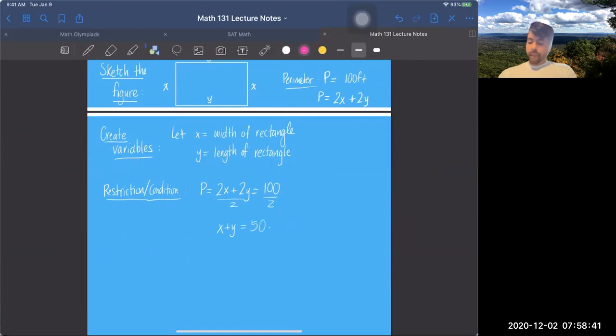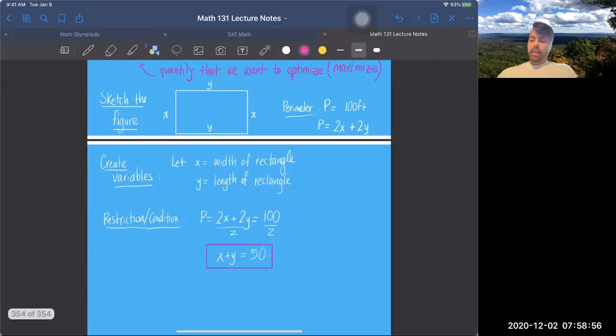This is my condition. I don't know what x and y are yet. That's what I'm trying to figure out. But I know for a fact that if I were to find x and y, if I add them and double it, I would get 100. Or in other words, if I add the length of the rectangle with the width of the rectangle, it has to add up to 50 because of my condition.